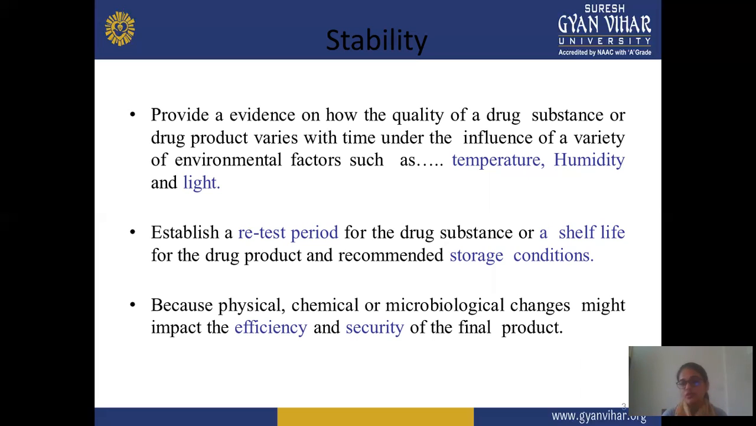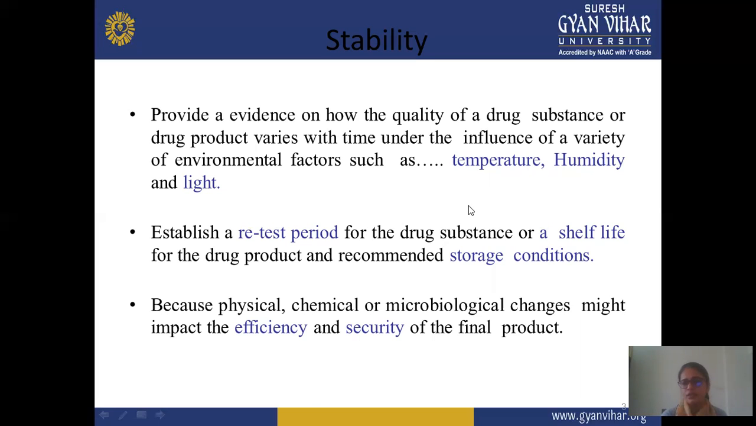Suppose your formulation is in a solid state, but you store it in a humid or moist condition. Then it takes moisture from the surrounding environment and is converted into a liquid or semi-solid formulation, not in the original state. So humidity, temperature, and light are very responsible environmental factors that affect your formulation. You can check these factors with the help of the stability study, to see which temperature, humidity, or light condition is required for your formulation.